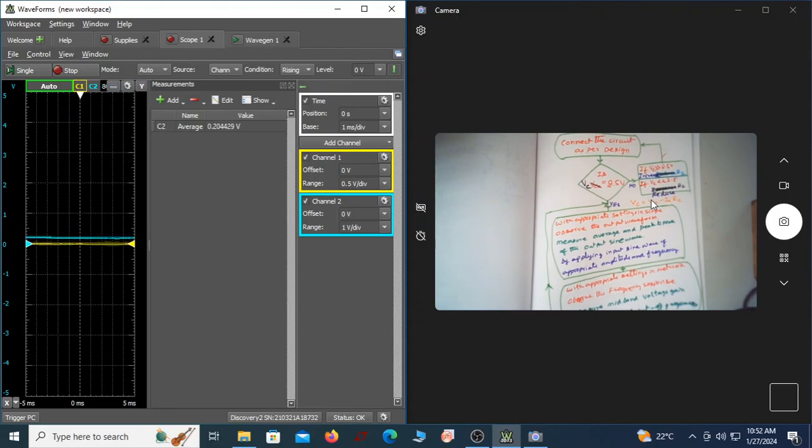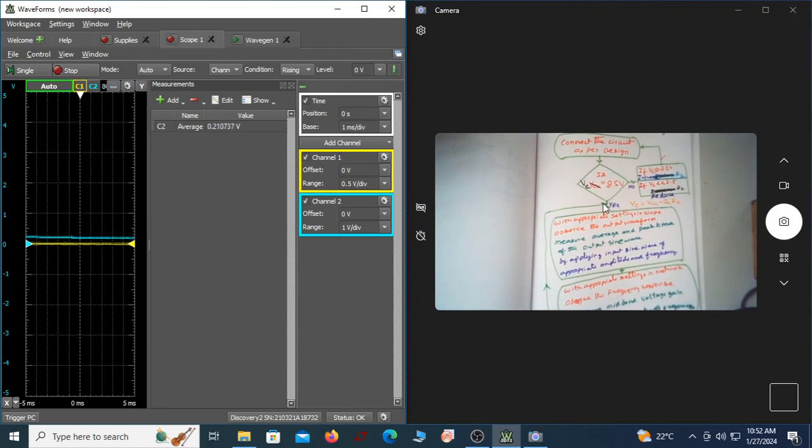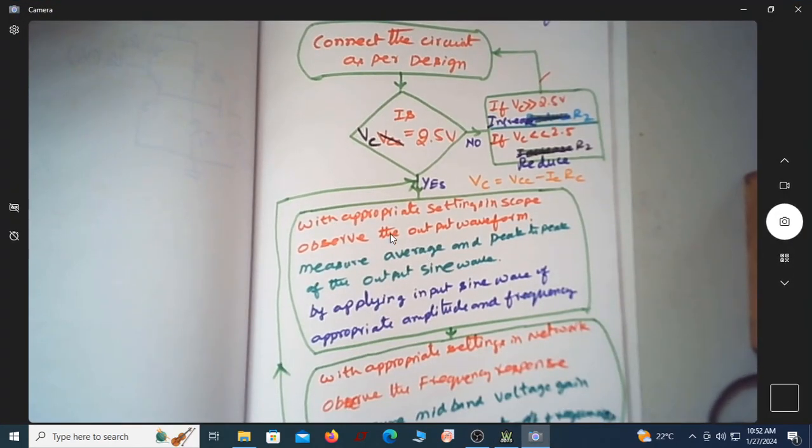Now I intentionally made the value of R2 around 10K. For that 10K, the VC is very less. So I should adjust this. I should reduce the value of RC so that it comes close to 2.5. Now our DC conditions are fine. Now let me see what I should do.